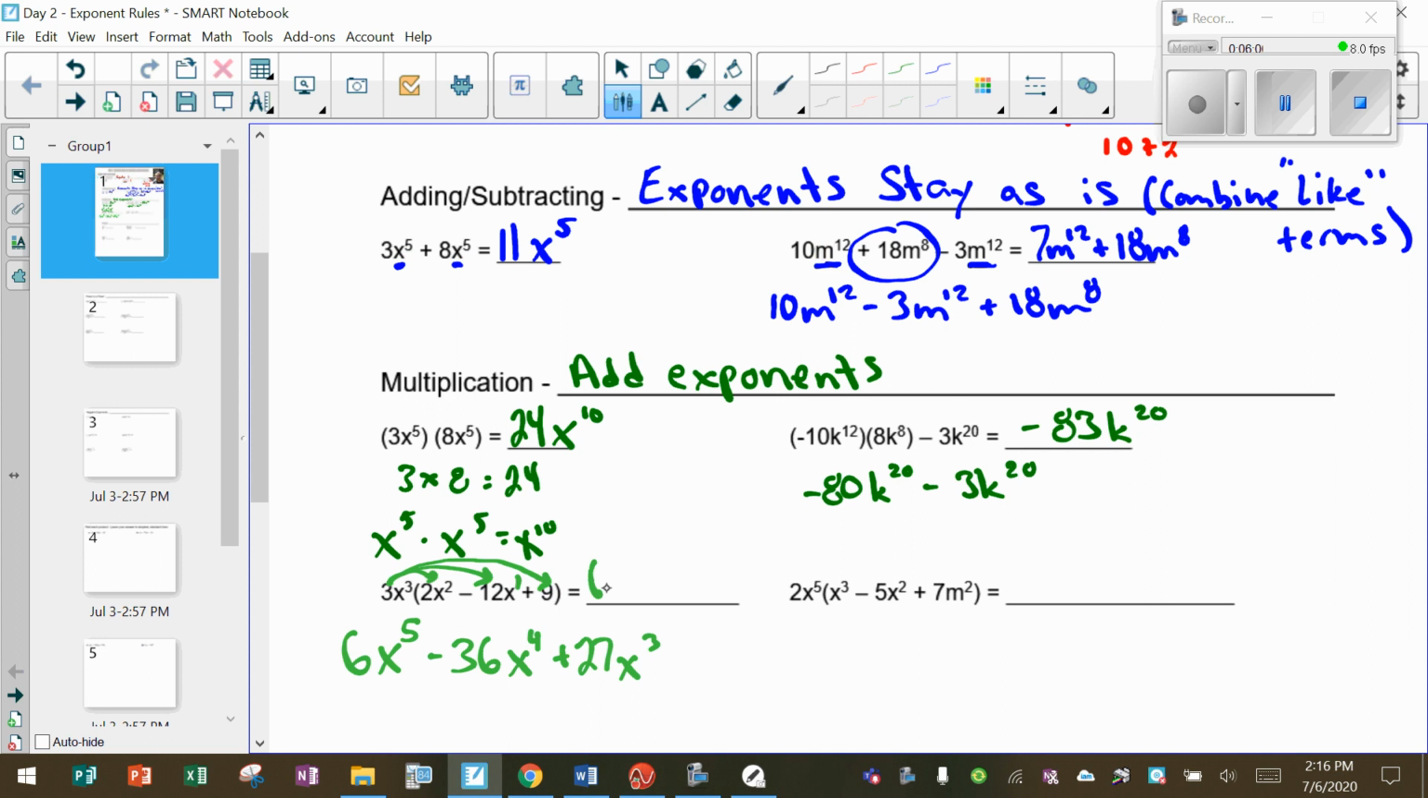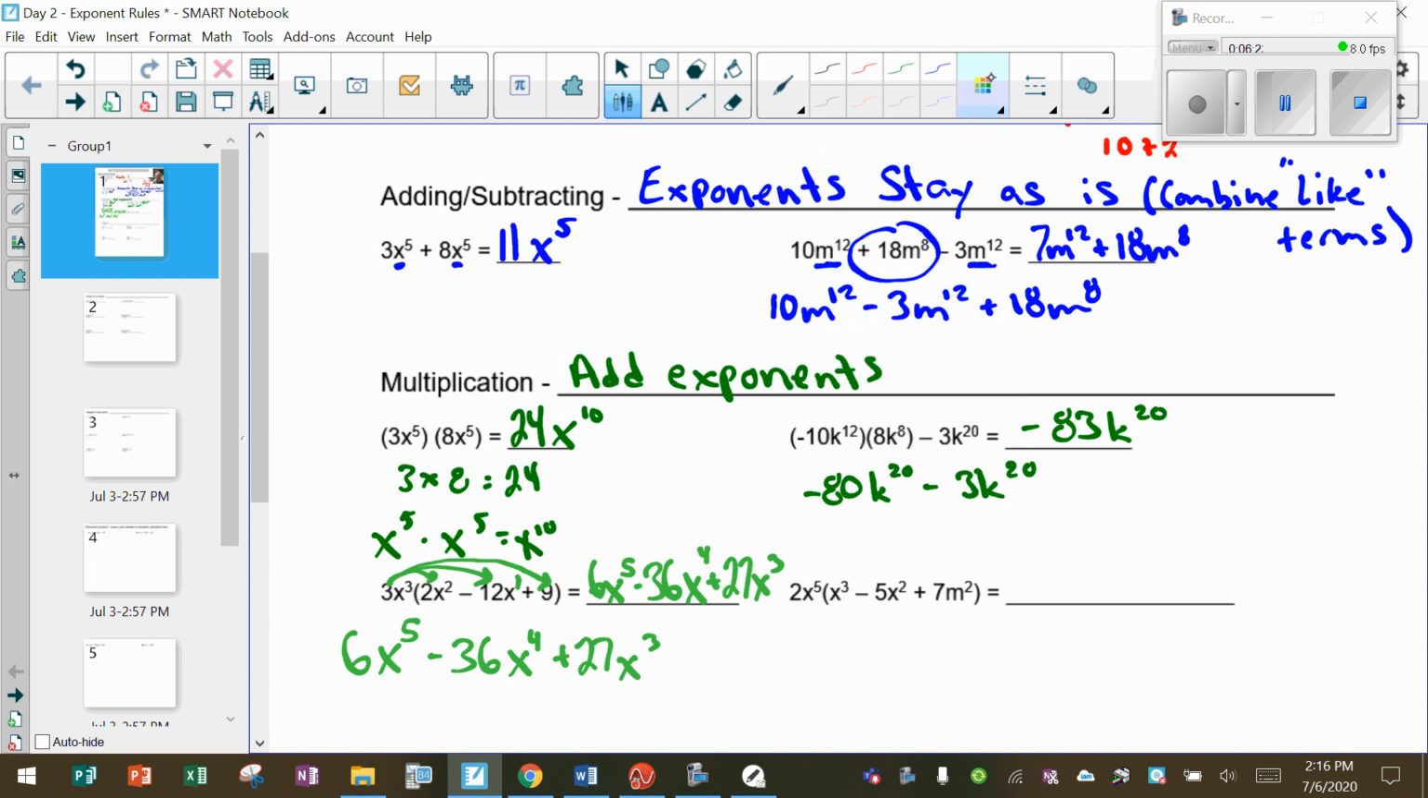So I'll rewrite it up here on our answer line. 6x to the fifth minus 36x to the fourth plus 27x to the third. There are no like terms here because each x has a different number for the exponents. So they stay all different, stay separated.